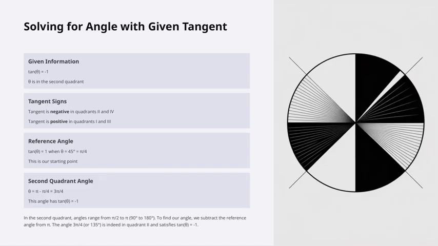Now, since we need a tangent of -1, and we're in the second quadrant, we find the angle by subtracting the reference angle from pi. So, pi minus pi over 4 gives us 3 pi over 4, which is 135 degrees. This angle, 3 pi over 4, has a tangent of -1 and is located in the second quadrant. Remember, in the second quadrant, angles range from pi over 2 to pi, or 90 to 180 degrees. By subtracting our reference angle from pi, we find the exact angle in that range that satisfies our tangent condition. So the angle we're looking for is 3 pi over 4, or 135 degrees.